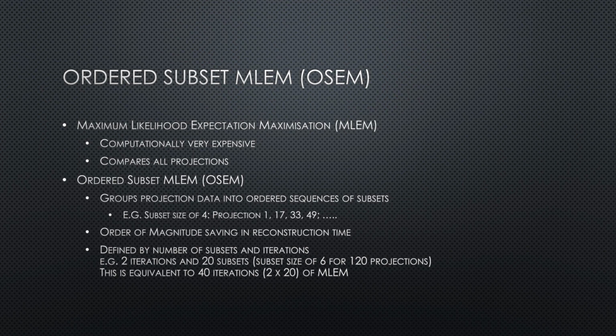One thing I want to mention here is, how do we compare this? Well, in ordered subset MLEM or OSEM, we define it by the number of subsets and the number of iterations. So, for example, if we said we had 2 iterations and 20 subsets, if we had a SPECT acquisition with 120 projections, that would mean each subset size is 6. Now, for 2 iterations and 20 subsets, if we multiply that together, it tells us that this is effectively equivalent to 40 iterations of the full MLEM reconstruction.